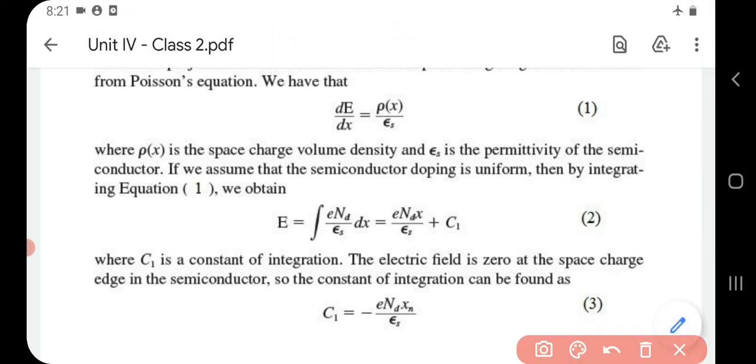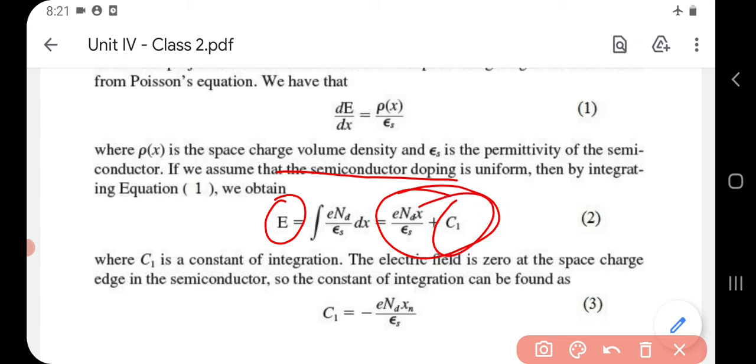So it's better you write: assuming that the doping is uniform, by integrating equation 1 you get the expression for E as this one, where C1 is a constant of integration. Our next aim is to find the value of C1. For that we assume that the electric field is 0 at the edge of the space charge region in the semiconductor. So you get the value of C1 as minus e N_d x_n by epsilon_s. Here N_d is the doping concentration or donor atom concentration.